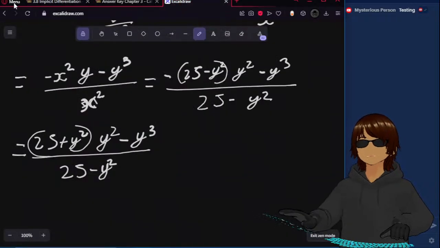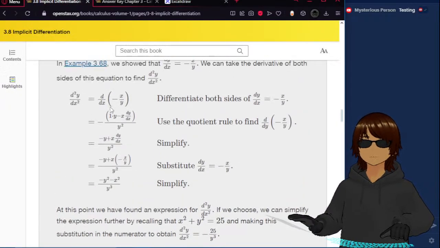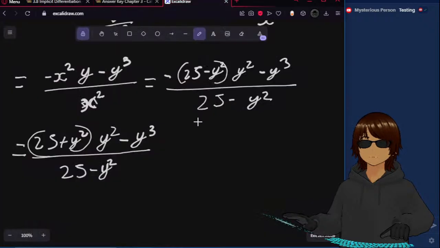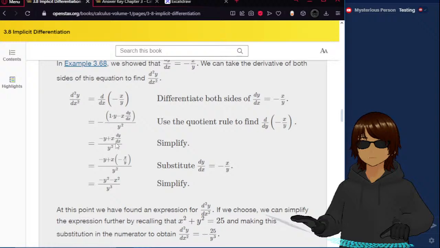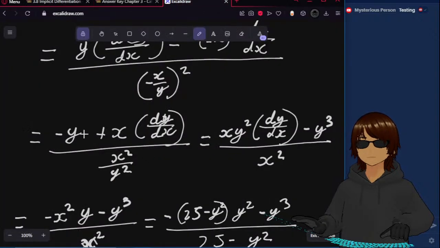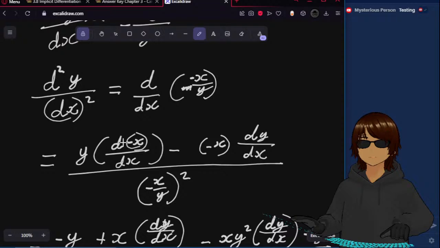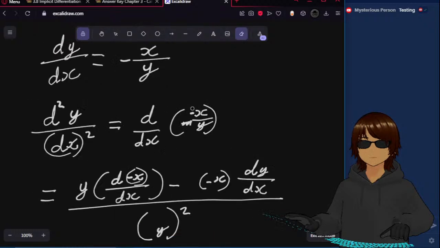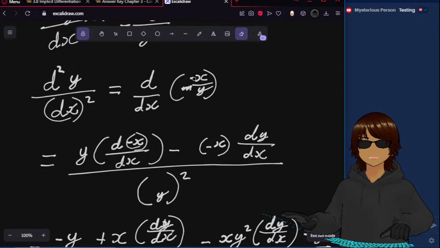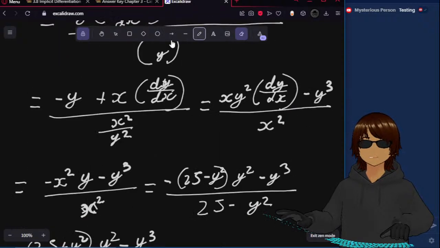Why is it 25 over y cubed? So this part was correct, I think. No, it wasn't. Oh wait, it's bottom squared. Low d high minus high d low upon bottom squared.